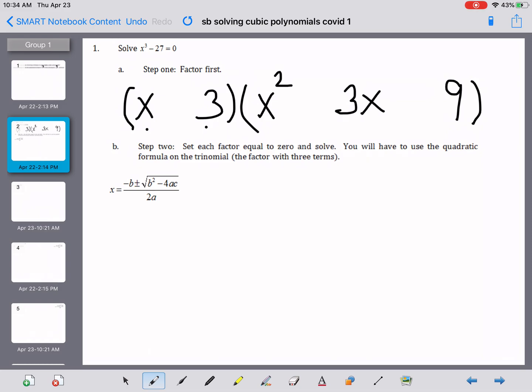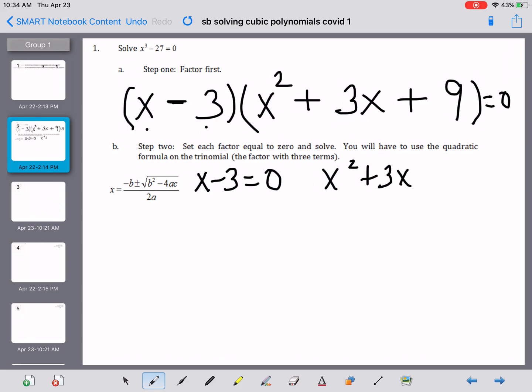Now we can apply the SOAP. Same sign. Well, it's a minus in our original problem. Then the opposite of that minus sign is a plus sign. There's the O, always positive here. So now, if you recall, that was equal to 0. It says step 2, set each factor equal to 0. So we're going to set x minus 3 equal to 0. And we're going to set x squared plus 3x plus 9 equal to 0.